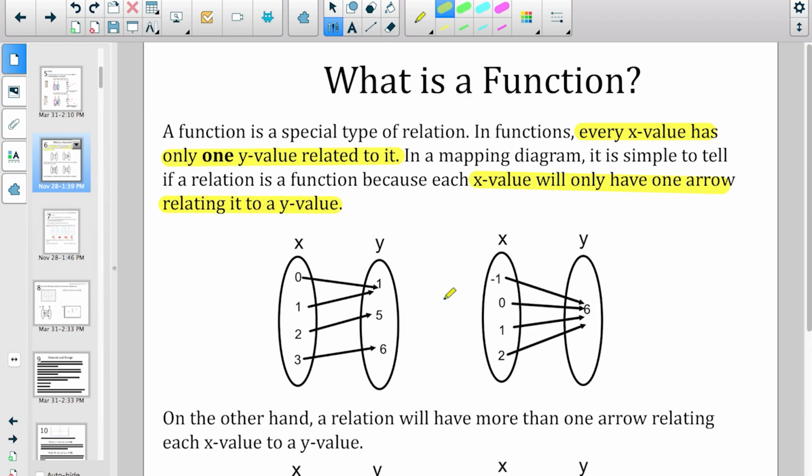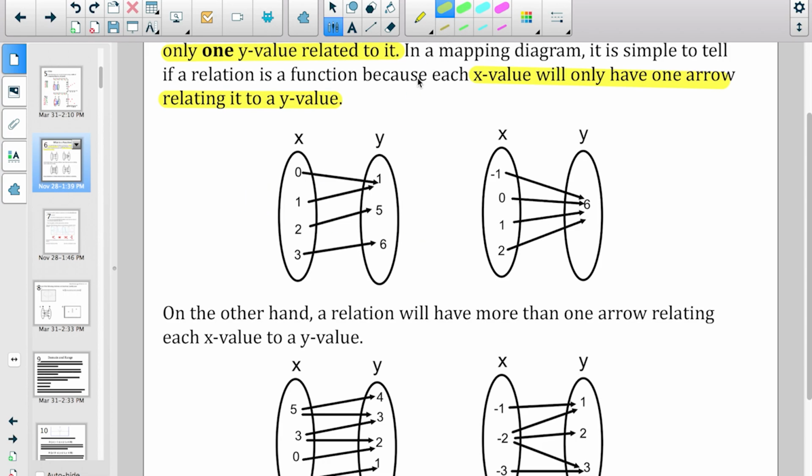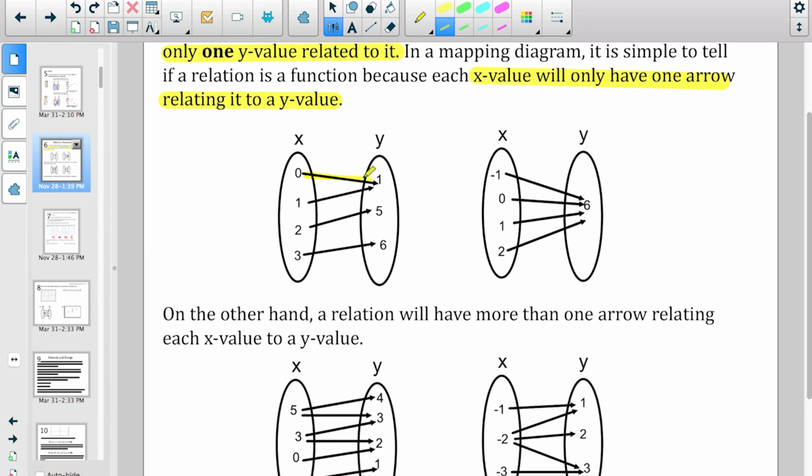So you can see in this example here that each of these x values only has one arrow coming out of it. So we can see here we've got one arrow coming out of the 0, we've only got one coming out of the 1, a single arrow here, and a single arrow over here. Same thing with the mapping diagram on the right hand side. Even though they're all pointing towards the 6, we still only have one arrow per x value.